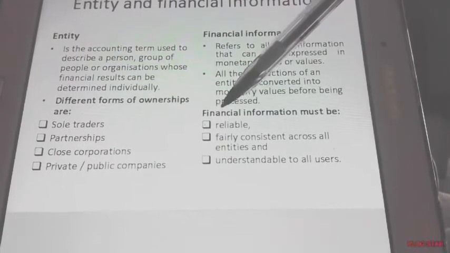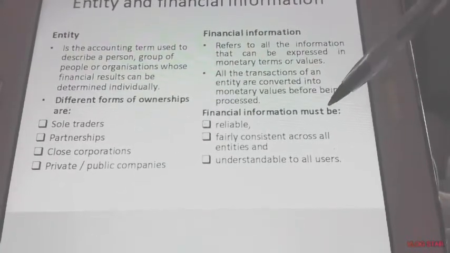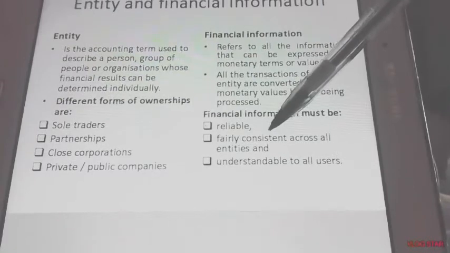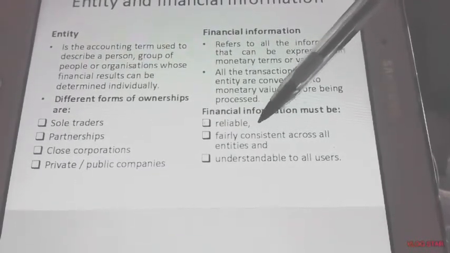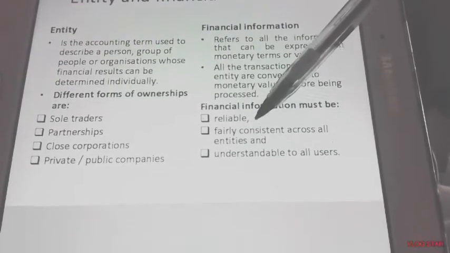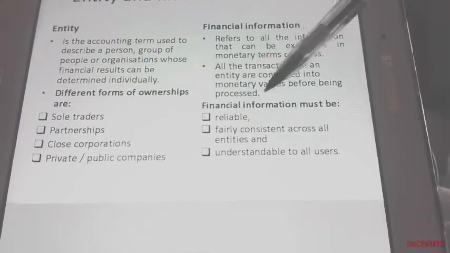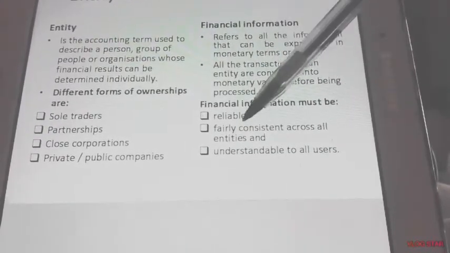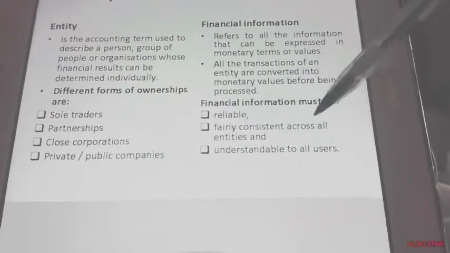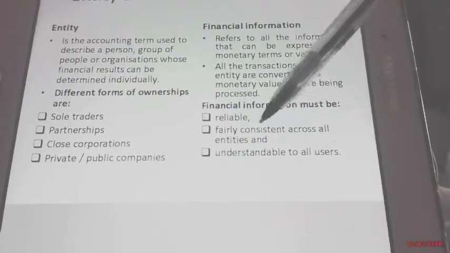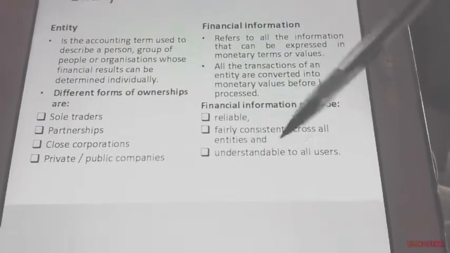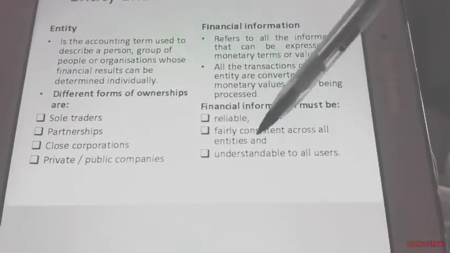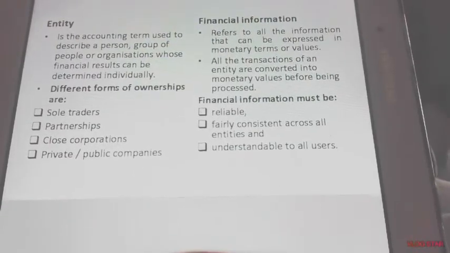And here they said financial information must be reliable. So the accountant here must know, or must take into account, that the financial information they provide must be reliable, fairly consistent across all entities, and understandable to all users. So the users of accounting information must know what is going on. So this is what they mean by saying understandable to all users.